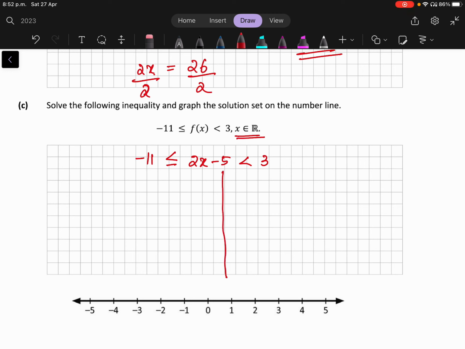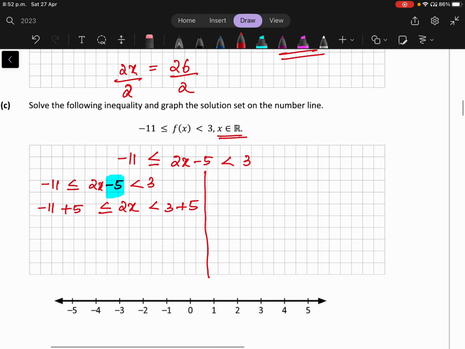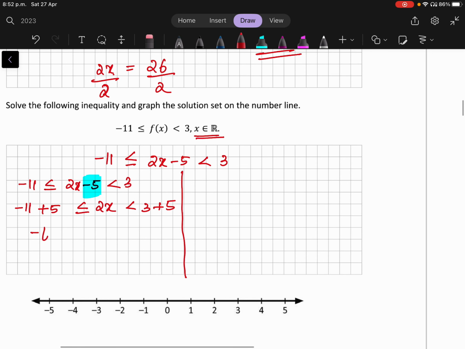This will be the first method. Let me just rewrite it: minus 11 less than or equal to 2x minus 5 less than 3. You see what is the extra here, and you add it onto both sides. So that becomes minus 11 plus 5 less than or equal to 2x, which is less than 3 plus 5. Minus 11 plus 5 is equal to minus 6, less than or equal to 2x, less than 8. Then you divide, so that will be minus 3 less than or equal to x less than 4. This is the first method.